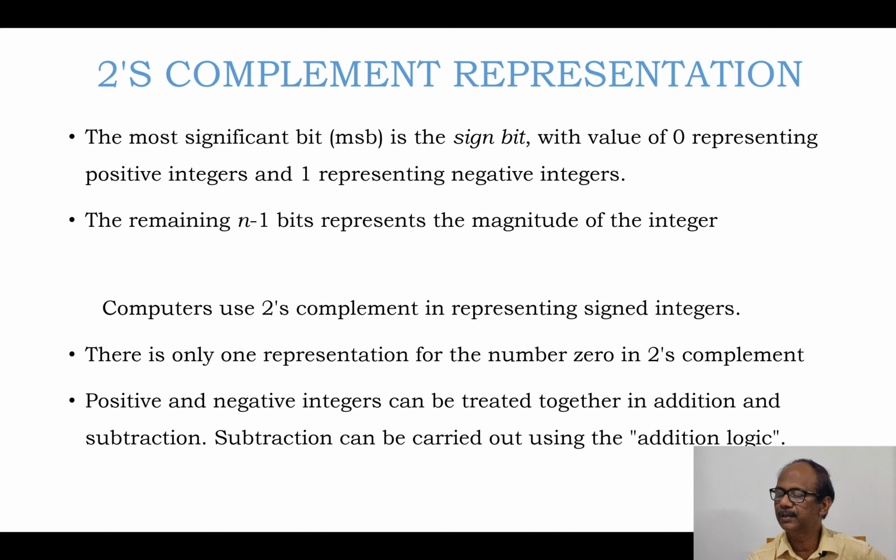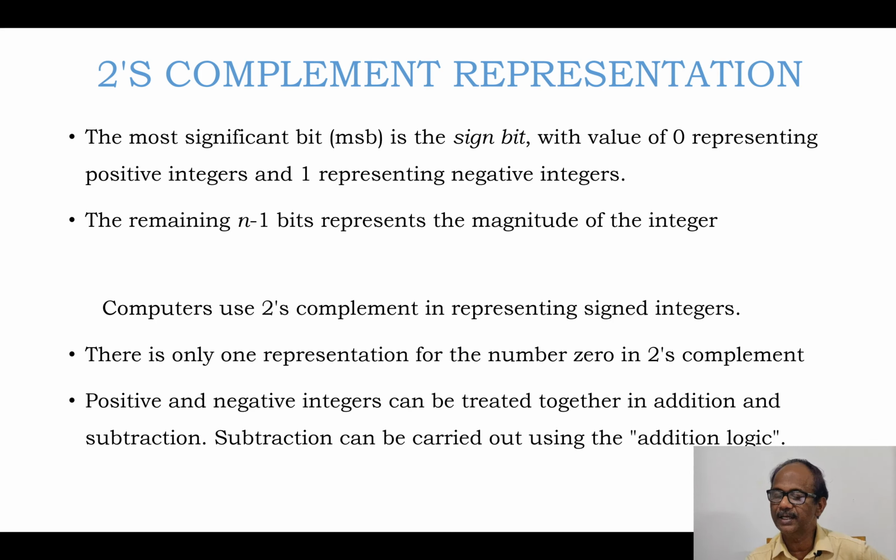What is the 2's complement representation of 0, 1, 0, 0? The 1's complement is 1, 0, 1, 1. And add one more 1. So you get 1, 1, 0, 0. This is the 2's complement representation of 0, 1, 0, 0, or otherwise we can say plus 4.